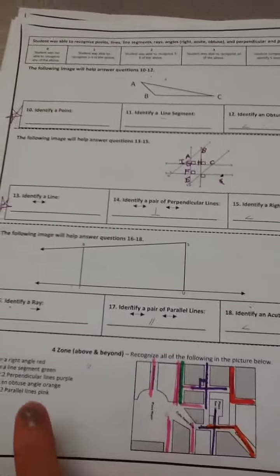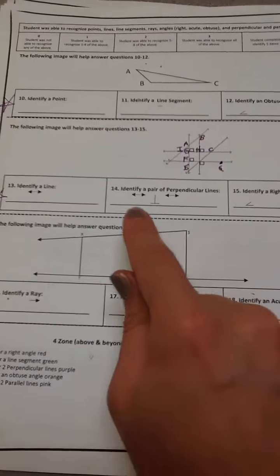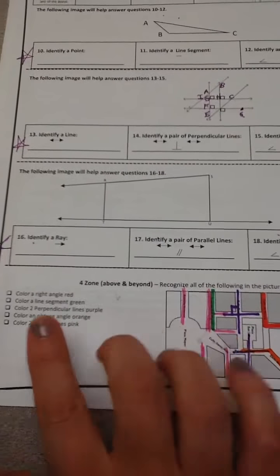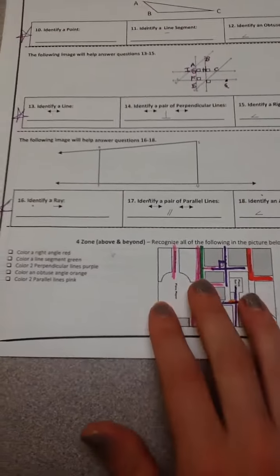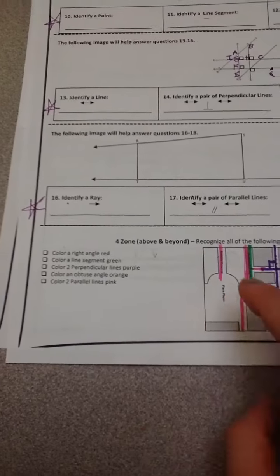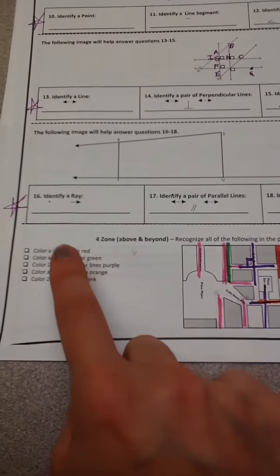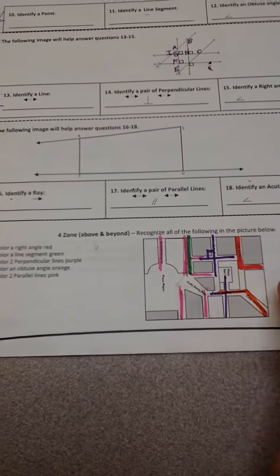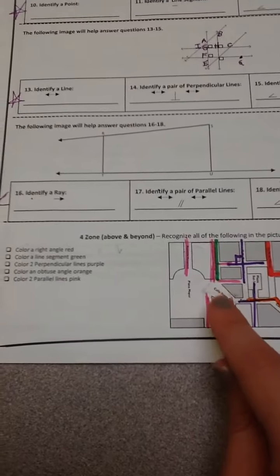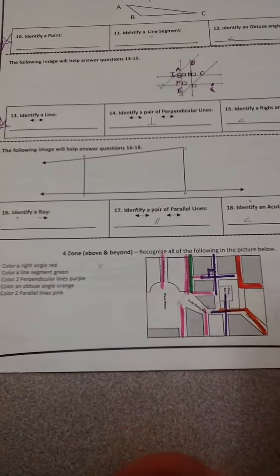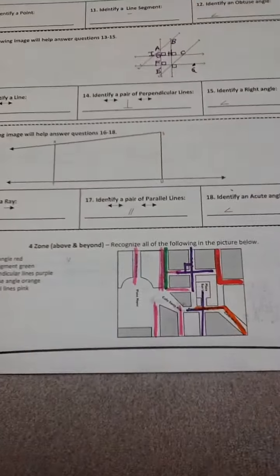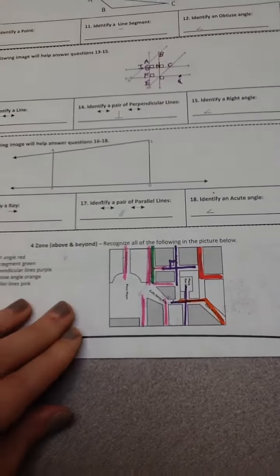Then find a right angle. Then we kind of have a mix of a line diagram and like a quadrilateral. They have to find a ray in it, parallel lines, and an acute angle. Then down below we have a street, and there are to highlight in red a right angle, green a line segment. So we're just trying to show them that these geometric figures actually exist in the real world. So that's kind of like our above and beyond. Can you identify these things on something you might see every day?